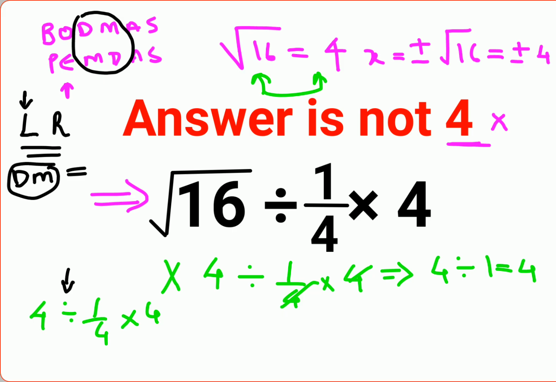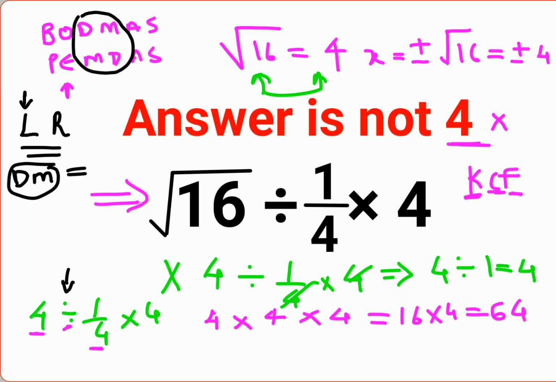Whenever you have division, you will follow the rule of KCF, where K stands for keeping the first number as it is, C stands for changing the division sign to multiplication, and F stands for flipping or taking the reciprocal of 1 upon 4, which is just 4, into 4. So now you get 16. 4 into 4 is 16, into 4. So the answer comes out to be 64.